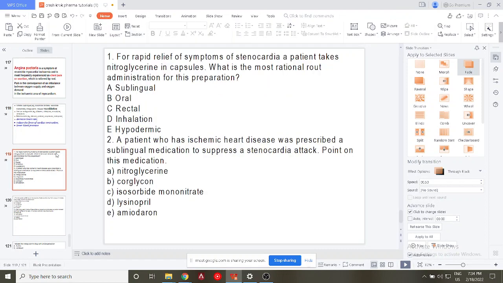Okay, so these are the last questions and we are done for today. So someone please read an answer. For rapid relief of symptoms of stenocardia, a patient takes nitroglycerin in capsules. What is the most rational route for administration of this preparation? Sublingual. Yes, that's correct. Okay, next question.